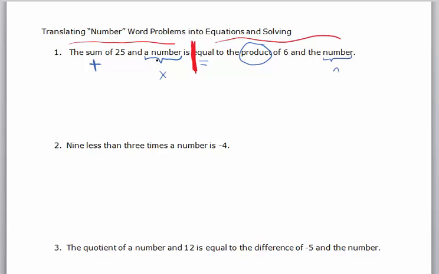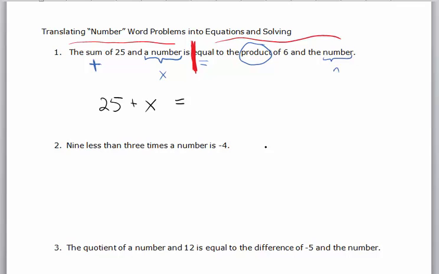So look at the left-hand side. The sum of 25 and a number is going to be x plus 25, okay? Doesn't matter what order when you're adding. 5 plus 3 is 8. 3 plus 5 is 8. When we get to a problem that involves the difference, we'll have to think about that a little more.